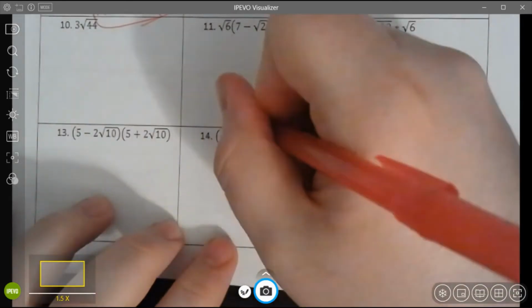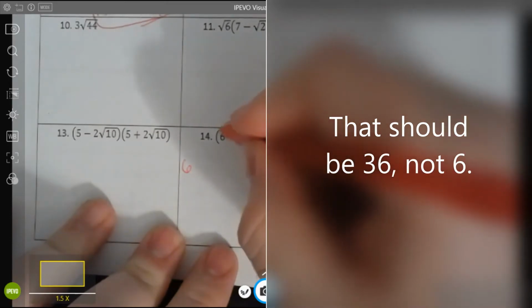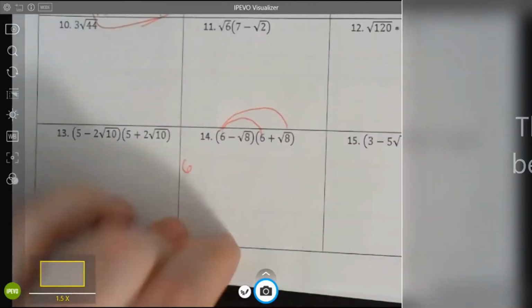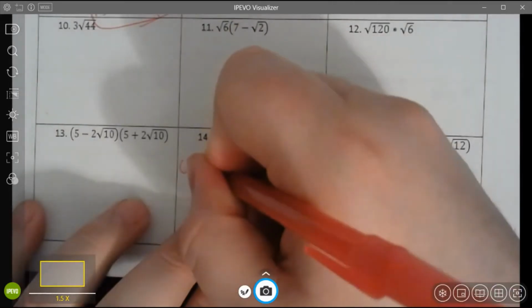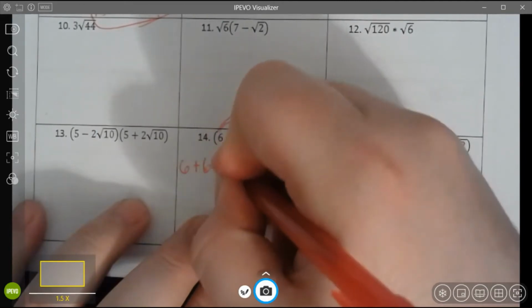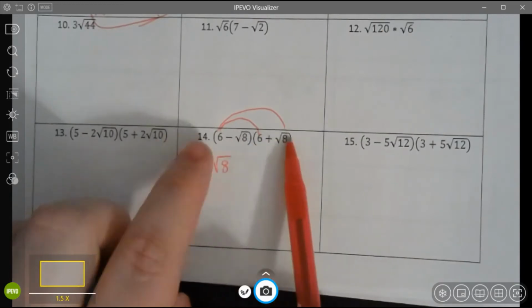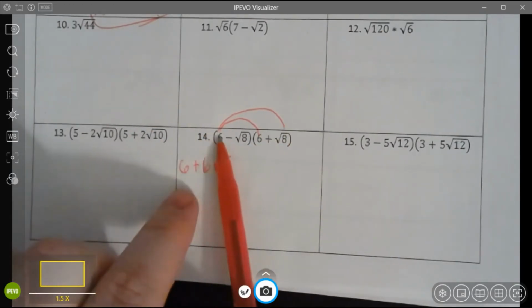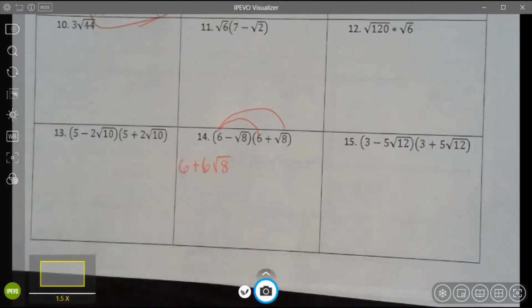So 6 times 6 is 36. And then 6 times the positive square root of 8. So I'm going to write plus 6 square root of 8. So just keep in mind when you distribute like this, 6 is on the outside, so it needs to stay on the outside. 8 is on the inside, so it's got to stay on the inside of the square root.